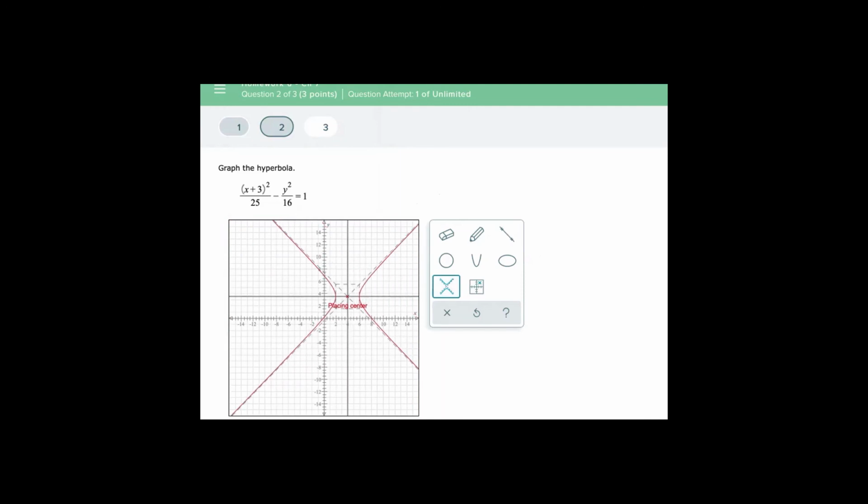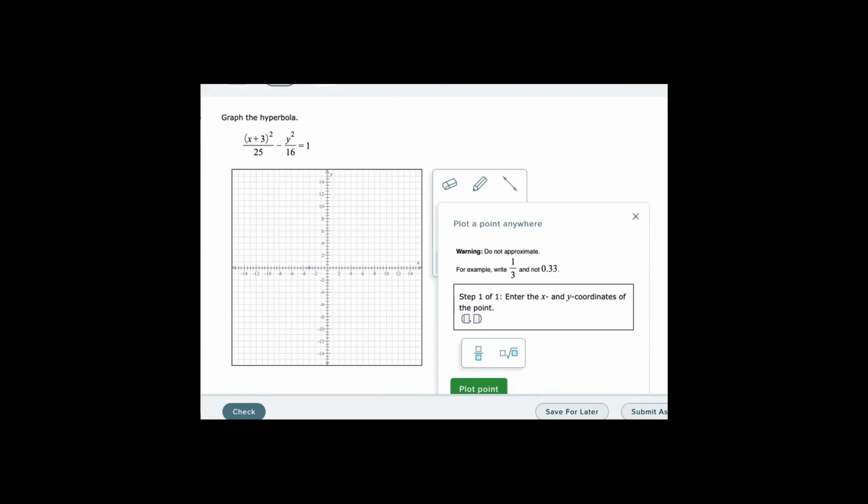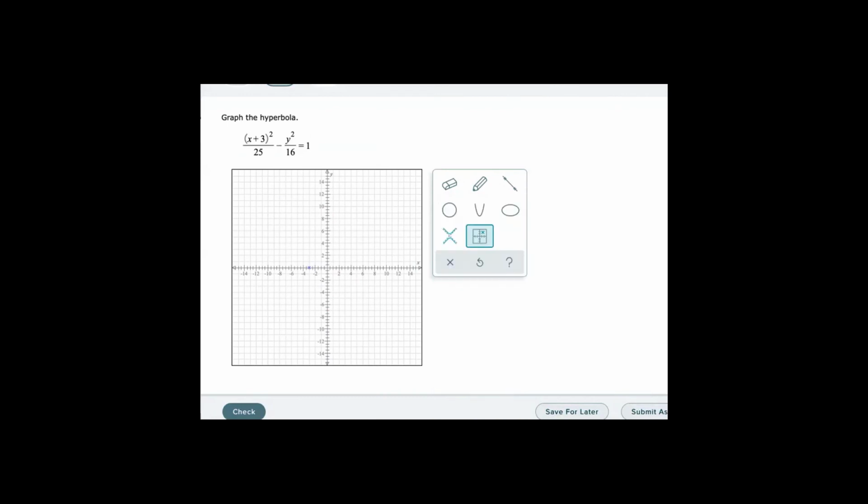So we're going to place our center at -3, 0. No, I think I'll plot the point first. So -3, 0. Only because it's kind of difficult to see with all those hash marks. All right, so we plot the point. Now we'll go out and use the hyperbola graphing tool. So there's my center. I'm going to open along the x-axis parallel. Actually, it is along the x-axis in this particular case.